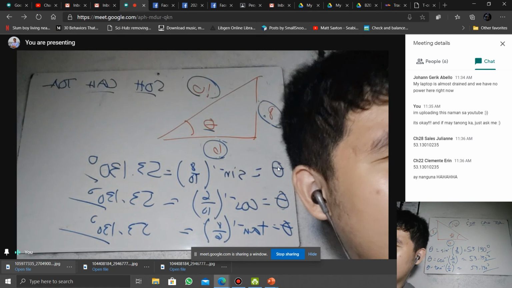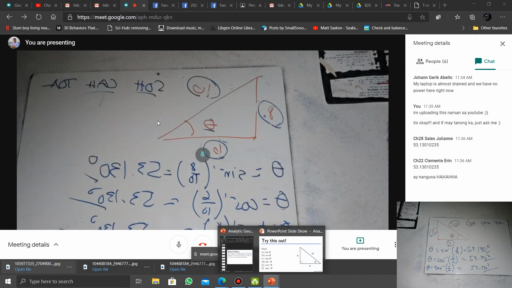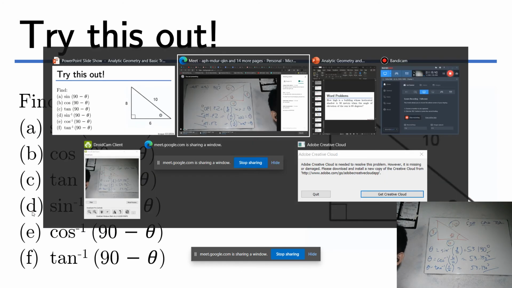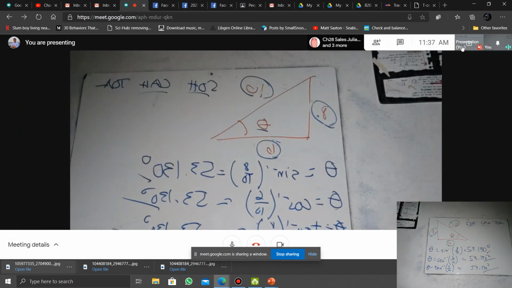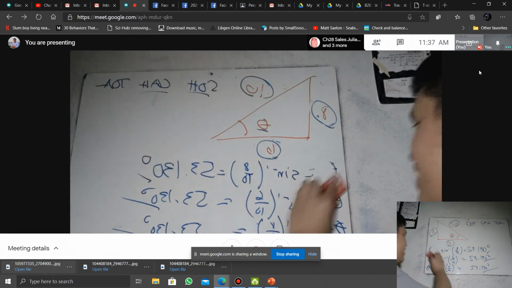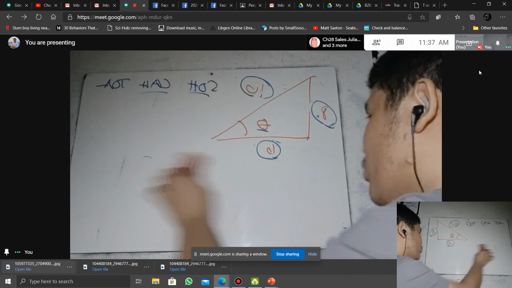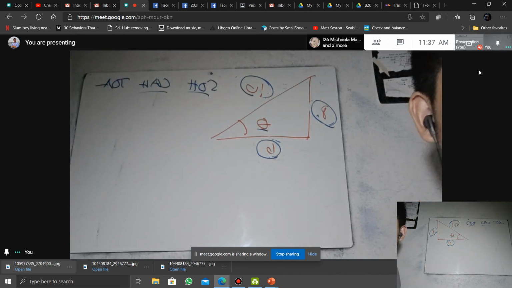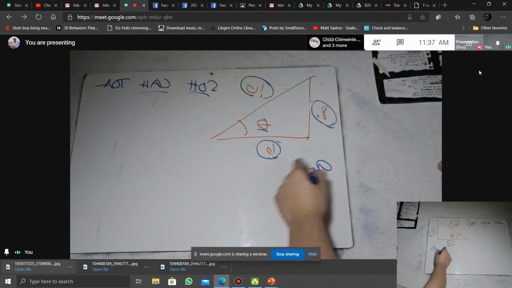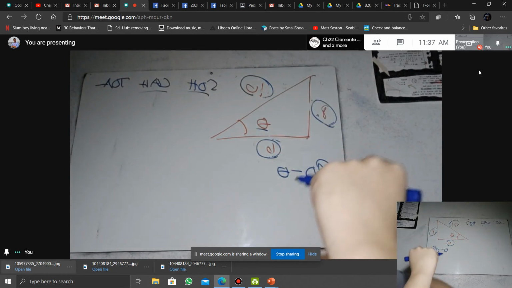Okay? Ngayon, meron akong papagawa sa inyo. I'll give you 3 minutes for this kasi dapat madali lang to. Ito. Look at the PowerPoint, no? Look at the PowerPoint. Yan, di ba? Sine 90 minus theta. 90 minus theta. Sige nga. Ano yung 90 minus theta dito sa triangle natin? What angle am I referring to? The 90 minus theta. What angle am I referring to? Dito sa triangle natin.